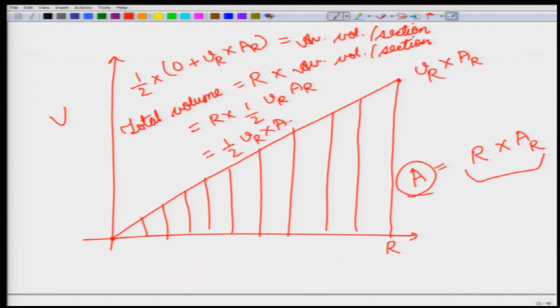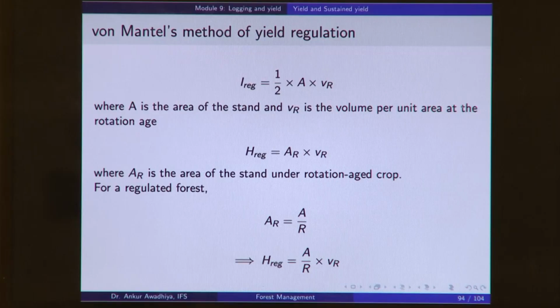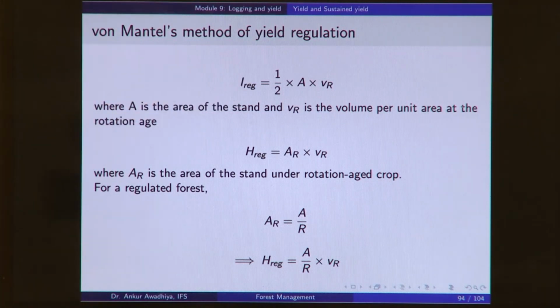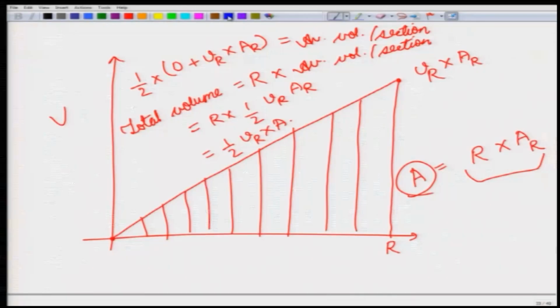So, this is what the von Mantel formula is saying, that the total inventory in a regular forest is half of V_R into A. This is an ideal situation, because in practice this will not form a triangle. It is possible that here the volumes will be less and here the volumes will be more than what the von Mantel approximation is predicting.